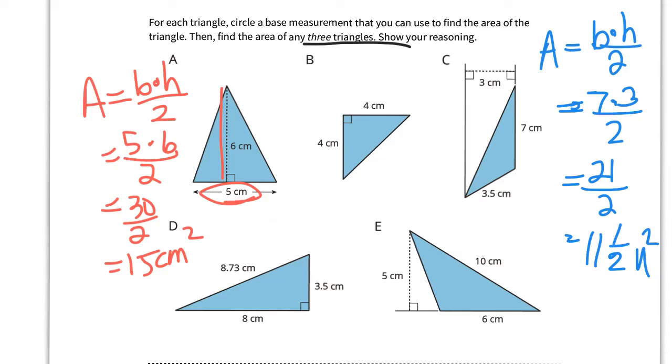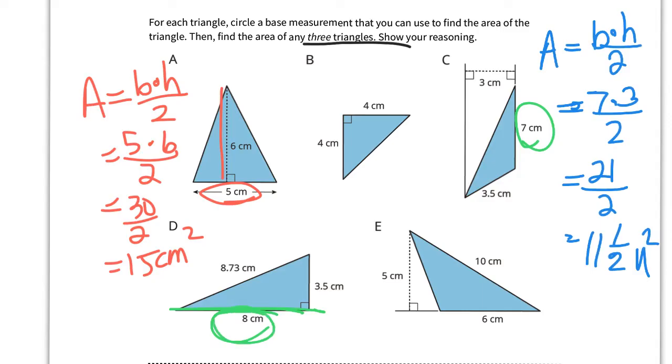So 11.5 square units, and our units are centimeters, square centimeters. So there you go. I happen to do 2 of them, but you're getting the idea. Basically, find your base. Circle it. Oh, I need to circle that, that was my base.